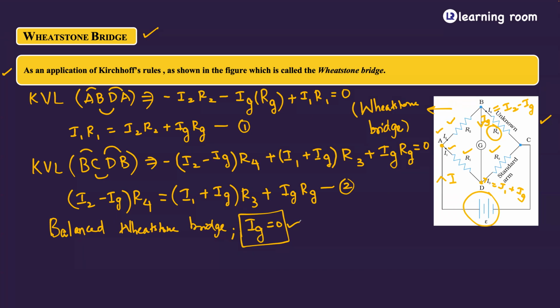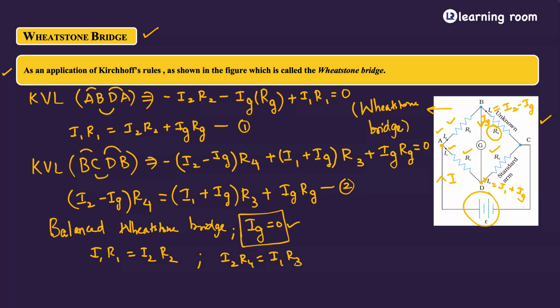If you substitute this in the first one, you will get I1 into R1 is equal to I2 into R2. Similarly, when you substitute it in the second, you put Ig as 0 here and here, and it will be I2 into R4 is equal to I1 into R3. So I1 R1 is equal to I2 R2. Similarly, I2 R4 is equal to I1 R3.